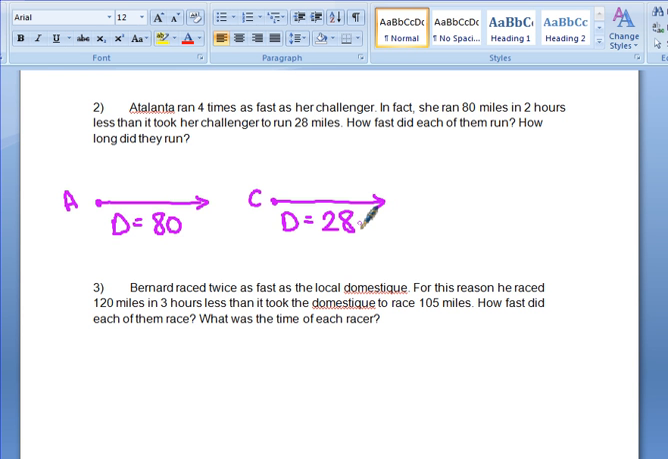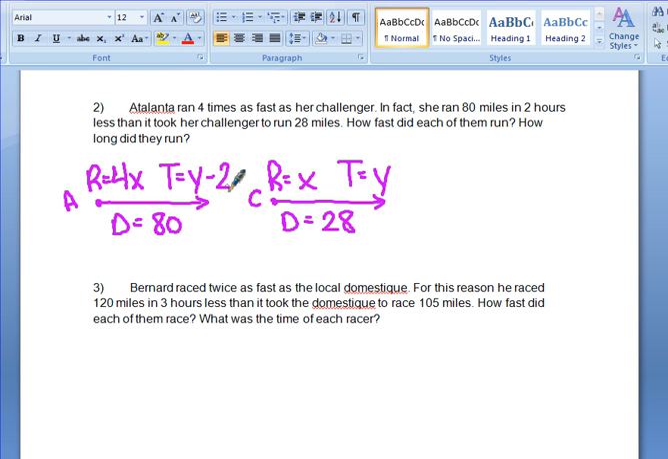All right, Atalanta ran 4 times as fast as her challenger. So when we're talking about rate, if her challenger ran at rate x, Atalanta would have run 4 times x because she ran 4 times as fast. All right, now let's talk about our time. Atalanta ran in 2 hours less than it took her challenger. Okay, so if her challenger ran a y amount of time, Atalanta would have run y minus 2 because she ran 2 hours less. All right, now we have our 2 diagrams complete.